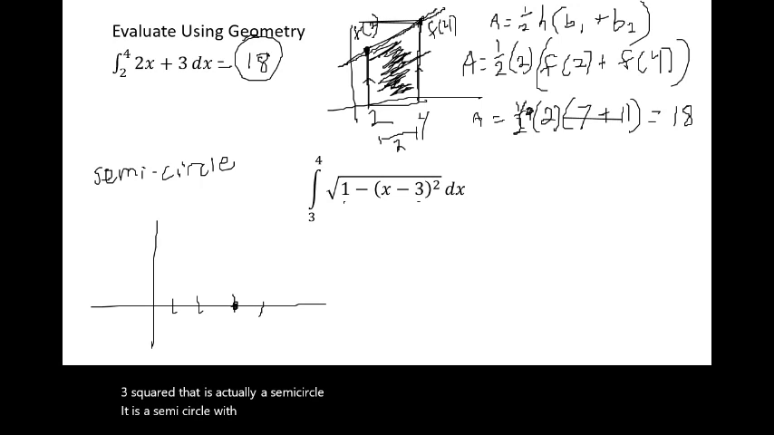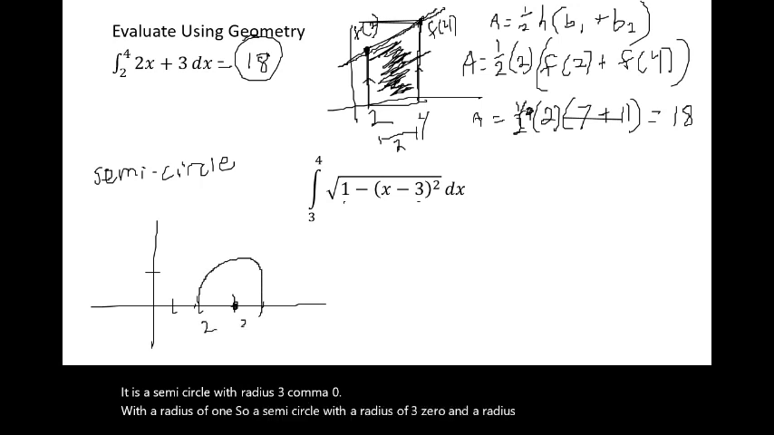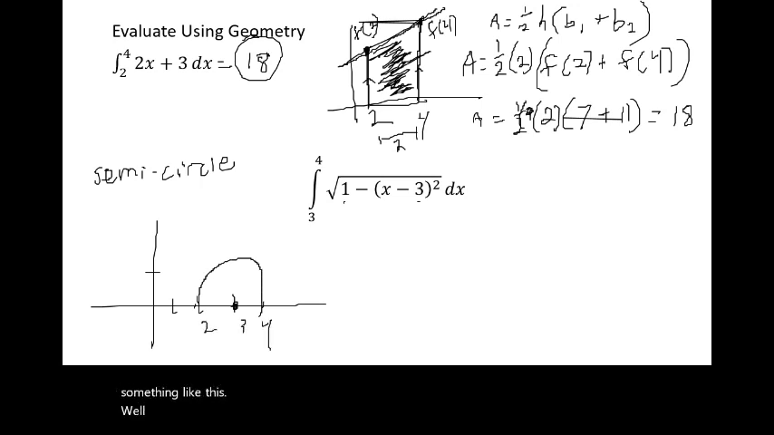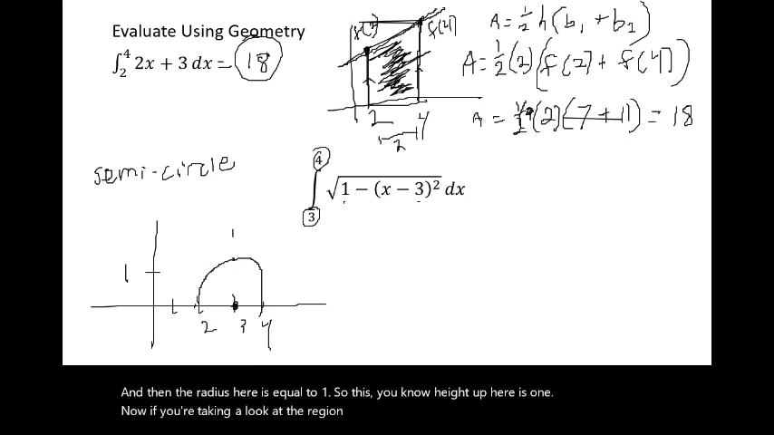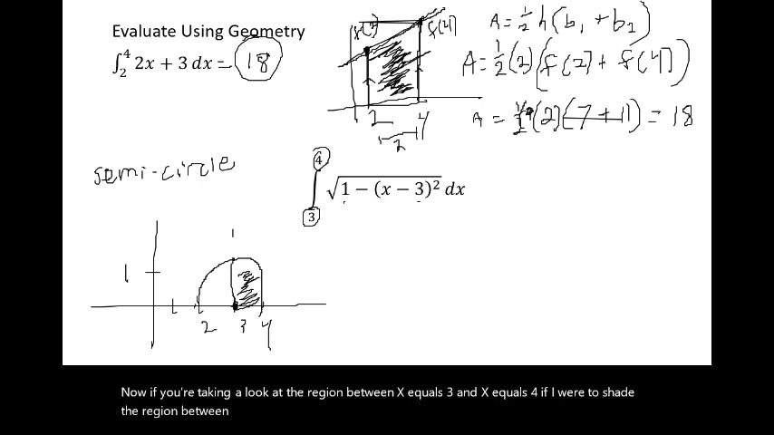So a semicircle with center (3, 0) and a radius of 1 will look something like this, where this is 2, 3, and 4. And then the radius here is equal to 1, so this height up here is 1. Now, if you're taking a look at the region between x equals 3 and x equals 4, if I were to shade the region between x equals 3 and x equals 4, it would be this. This is a quarter circle.